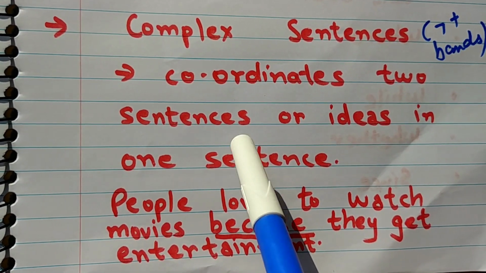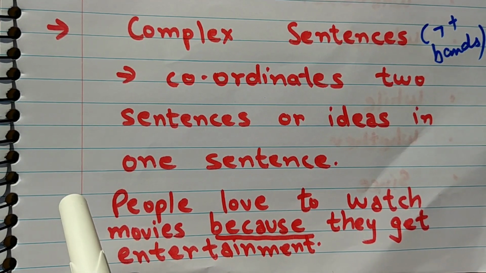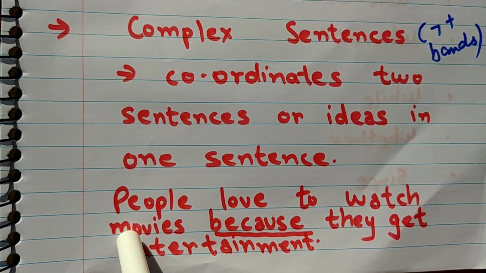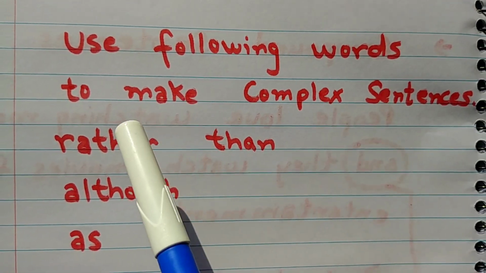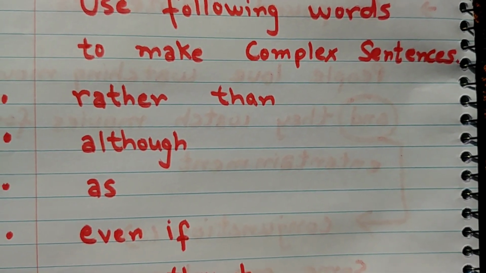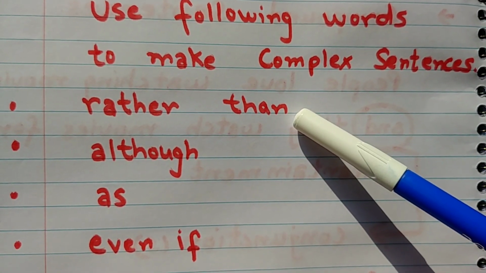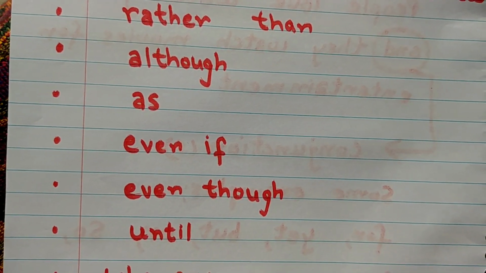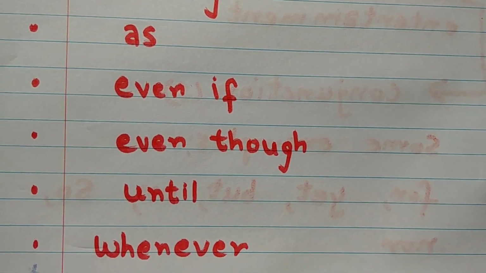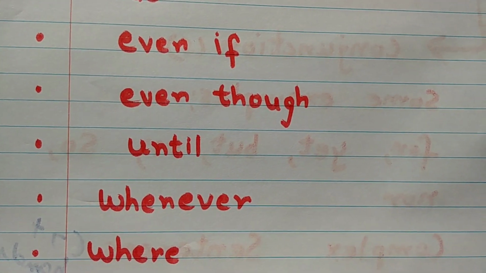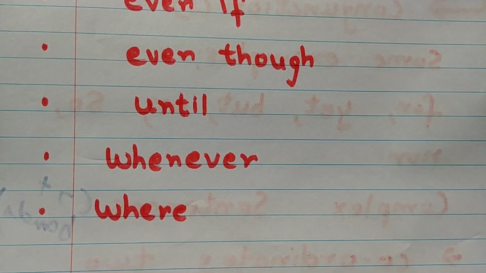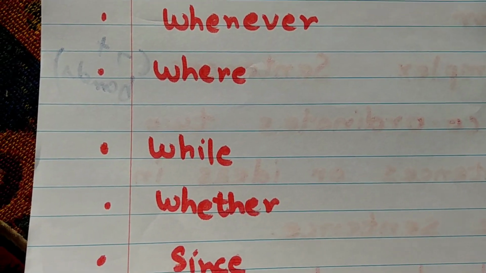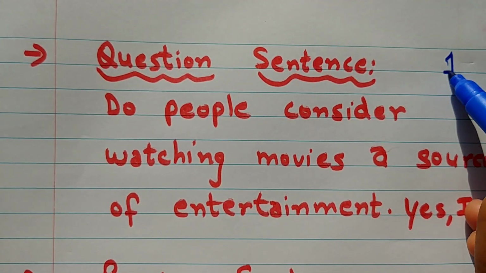So my suggestion is to make use of complex sentences as much as you can in your writing, instead of writing simple sentences all the time. Therefore, for making complex sentences, you need to learn about the use of different conjunction words like rather than, although, as, even if, even though, until, whenever, where, or you can use while, which is a very common conjunction, whether, since. So these are just common ones.